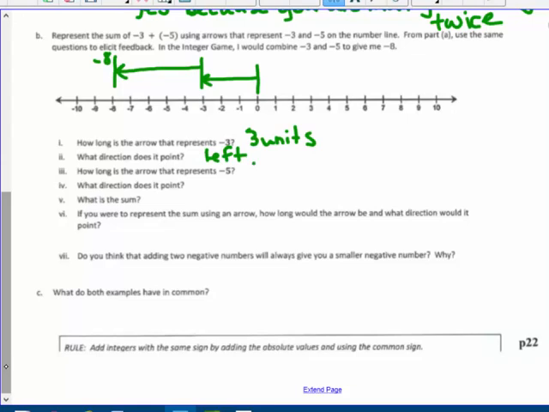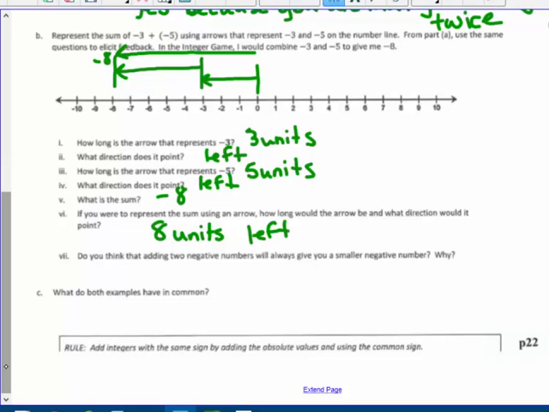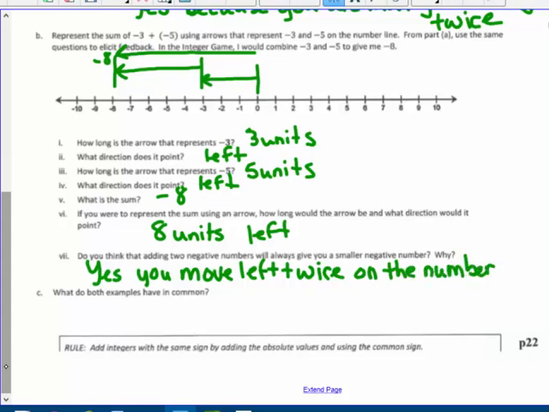How long is the arrow that represents -5? 5 units. What direction does it point? Left. What is their sum? -8. If you were to represent the sum using an arrow, all the way down there, how long would that arrow be? 8 units. In what direction would it point? Left. Do you think adding two negative numbers will always give you a smaller number? Yes, when you go left, it's smaller. You move left twice on the number line, so you're going to get smaller. You're moving left twice, so it's going to make a smaller one.